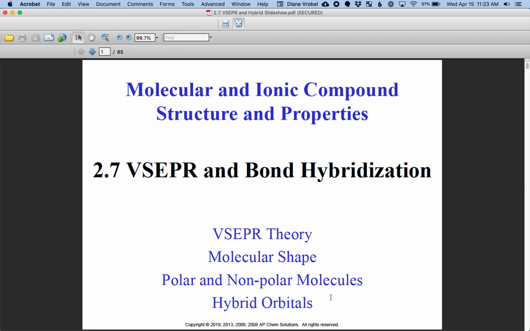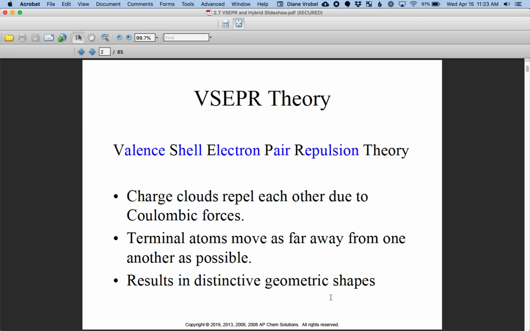We're going to look at the shape of various compounds based on their arrangement of the atoms in space. We're also going to look at the hybridization of the bonds that occur with these specific molecules. And we're going to look at whether something is polar or nonpolar based on the difference in electronegativity.